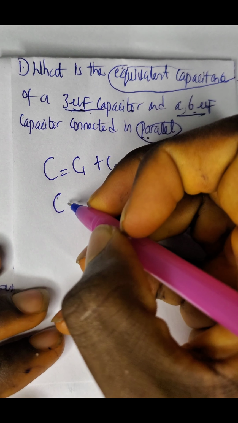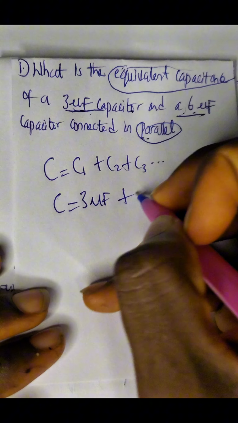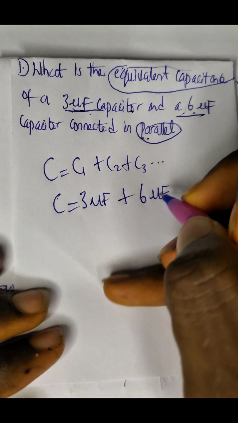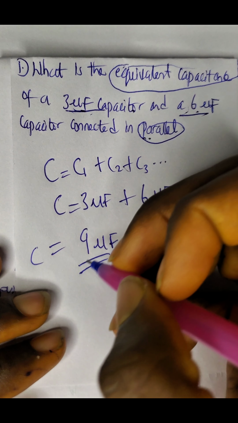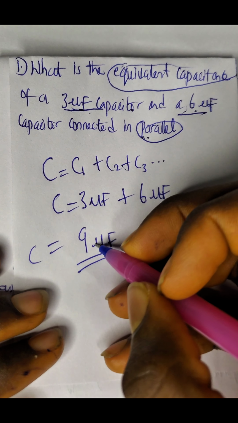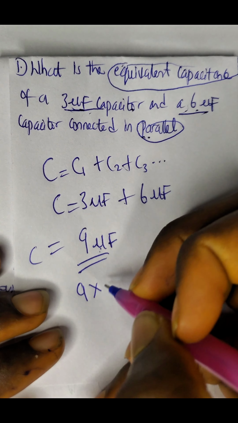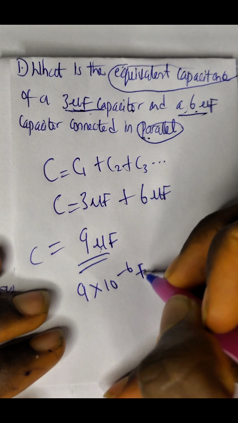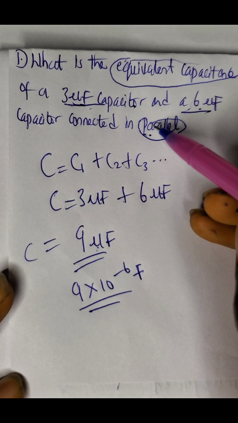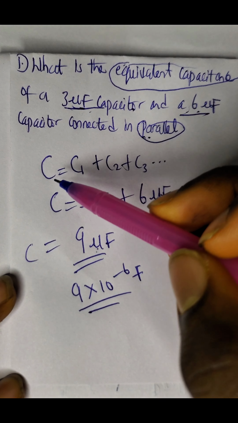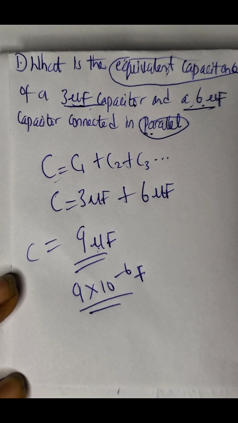So our answer will be C equals 3 microfarad plus 6 microfarad. That will give us 9 microfarad. In some cases, you'll be asked to convert this to farad. Since microfarad is 10 to the minus 6, this will be 9 times 10 to the minus 6 farad. So this is how it works for parallel capacitors. You just add directly when you're asked to get the equivalent capacitance.